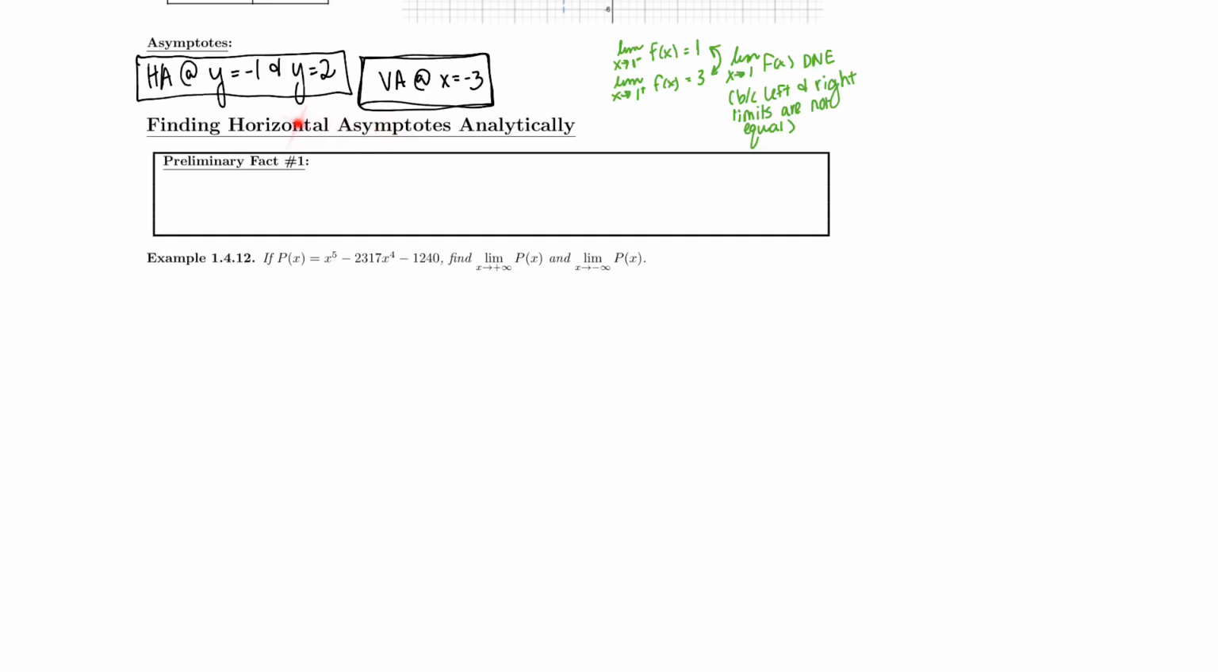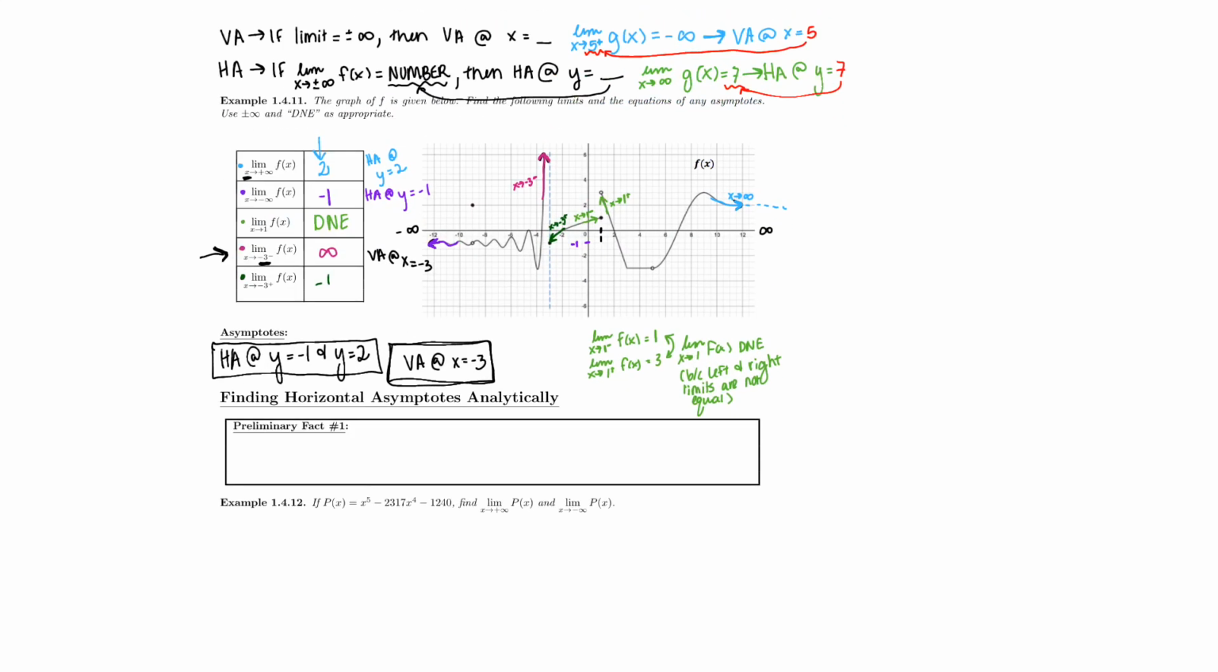So preliminary fact number 1. So if you're finding horizontal asymptotes, question. Horizontal asymptote is only when they start to flatten out in the graph. Flatten out as they leave the graph, right? So if it flattens out as it's going off either to the left or to the right, that would be a horizontal asymptote, correct? But it's not like if it flattened out like this is flat right here, this isn't a horizontal asymptote. It's only when it's leaving the graph.